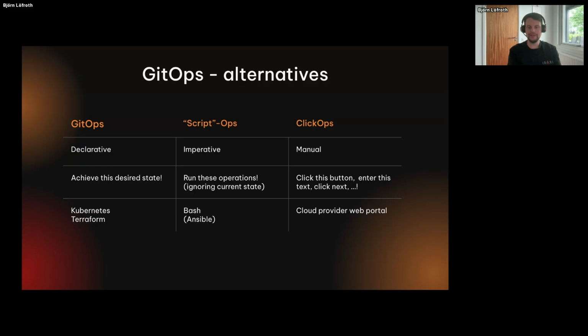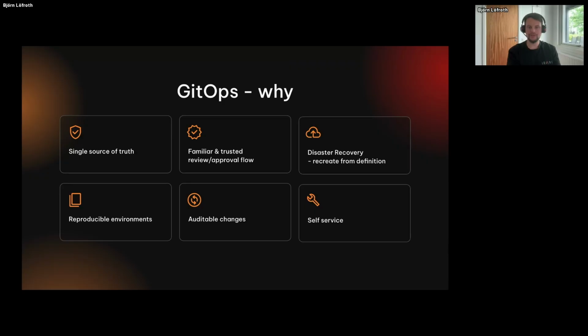But if we instead focus on why would you like to do GitOps? Well, here are some reasons at least. You would get a single source of truth of the configuration and setup in your environments. You're using a familiar and trusted review and approval flow that developers are used to. And you get the ability to do disaster recovery in some sense, at least of the infrastructure, maybe not the data per se, just by using GitOps, but you can recreate it from your definition in Git.